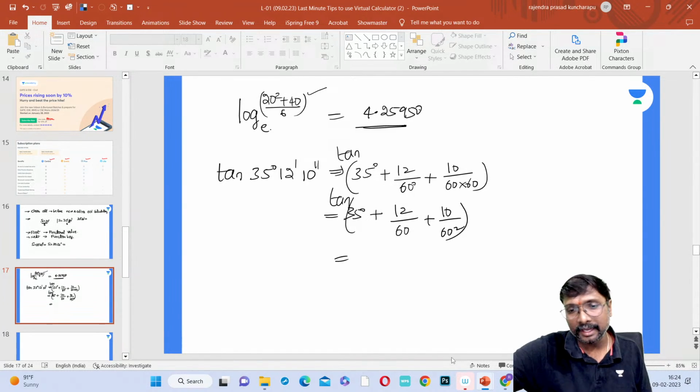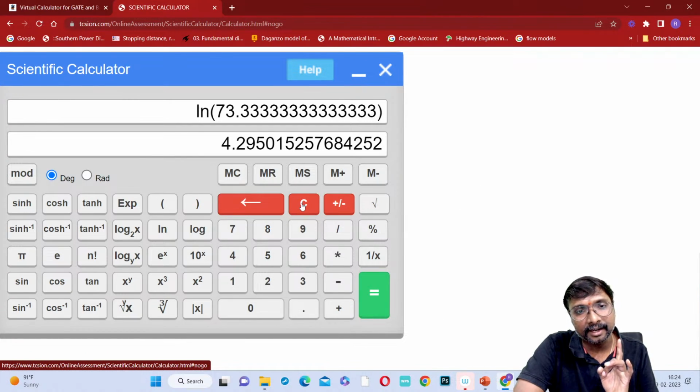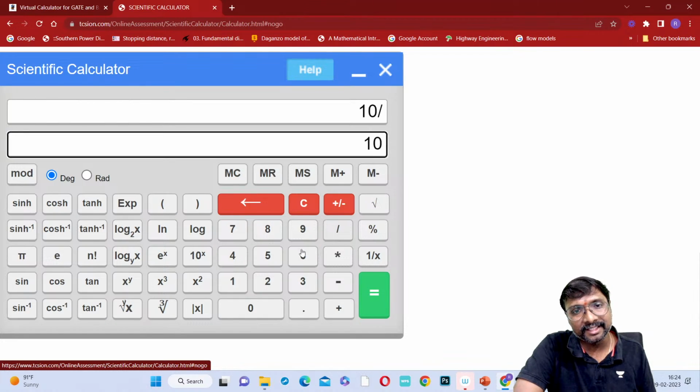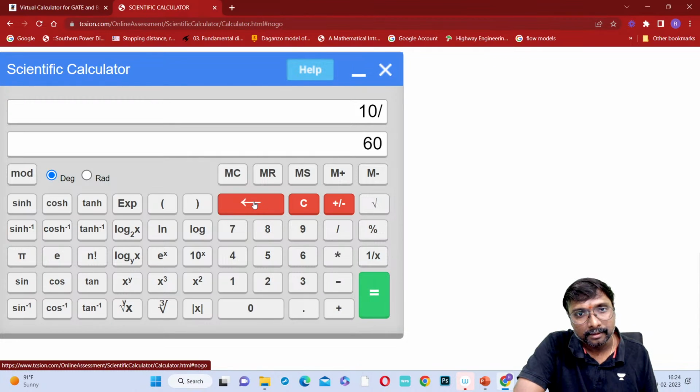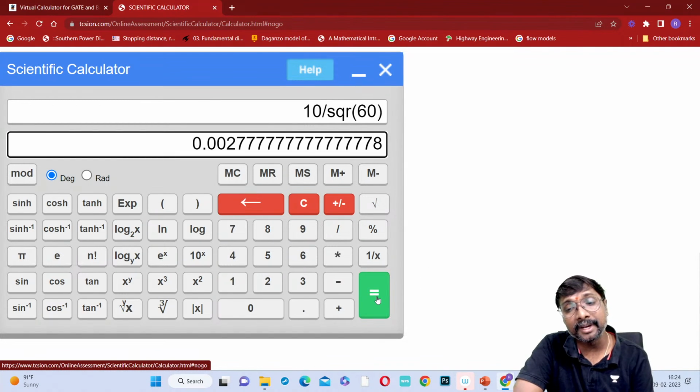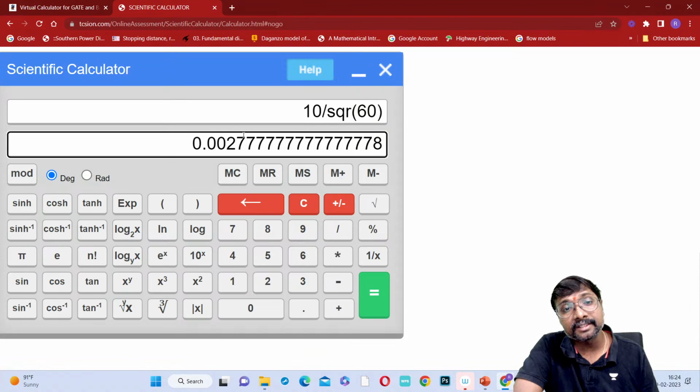So how to calculate this? First we will calculate 10 by 60 square. Clear all. Now 10 divided by this 60 square, right? How much does it come to be? It comes to be this much.